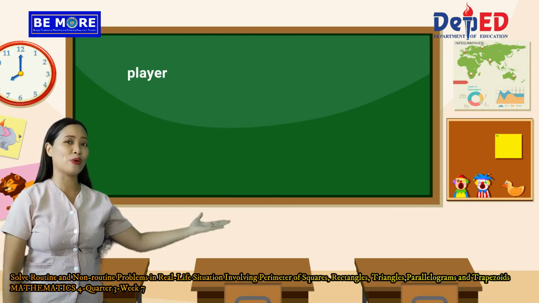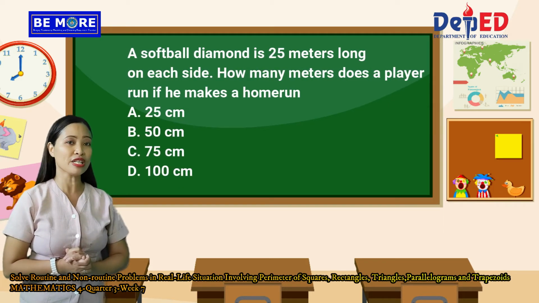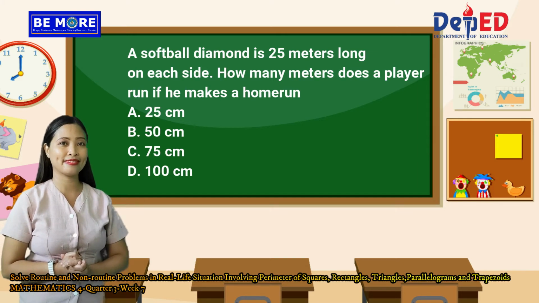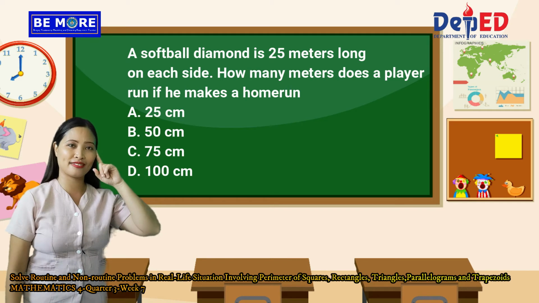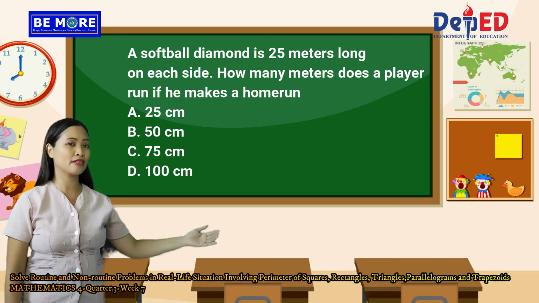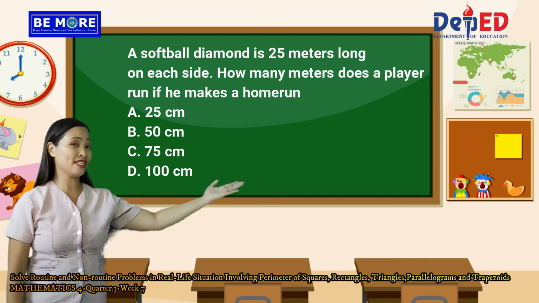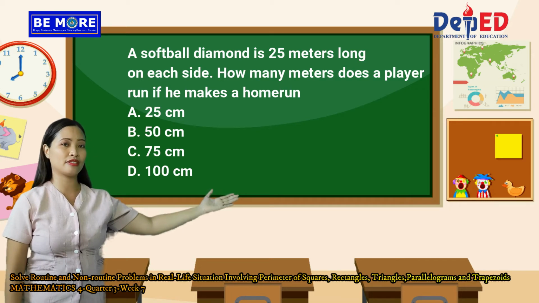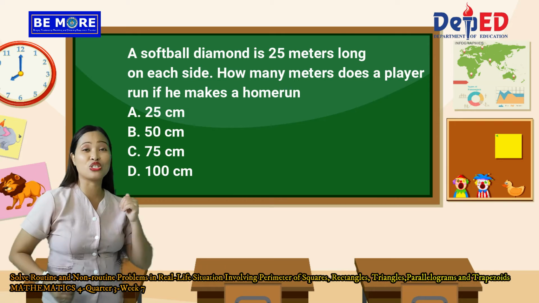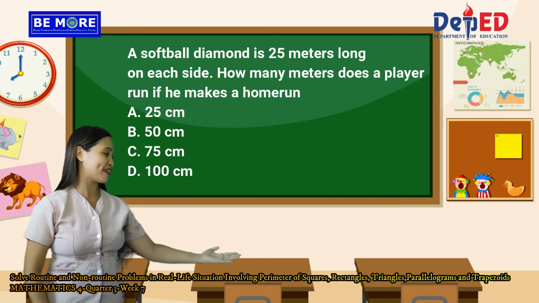A softball diamond is 25 meters long on each side. How many meters does a player run if he makes a home run? What do you think is the answer? A. 25 centimeters, B. 50 centimeters, C. 75 centimeters, and D. 100 centimeters. Good job, kids! The right answer is letter D, 100 centimeters.